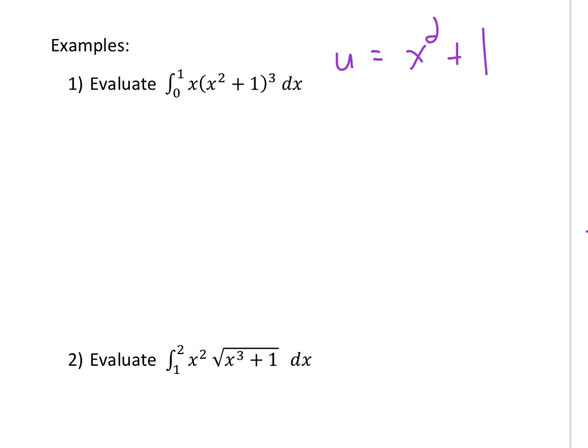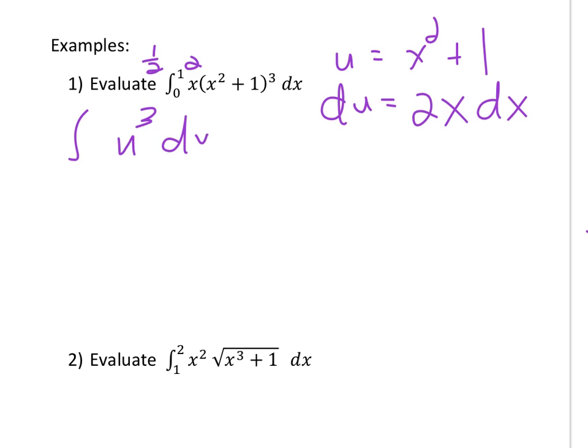That's going to make our du equal to 2x dx. And we have the x dx, we just need the 2. So if I'm going to put a 2 into my function, then I'm going to need to put a 1/2 also. So what that's going to mean for us is that this is going to become the integral of u to the third power, du, and then I'm going to have a 1/2 outside of it.